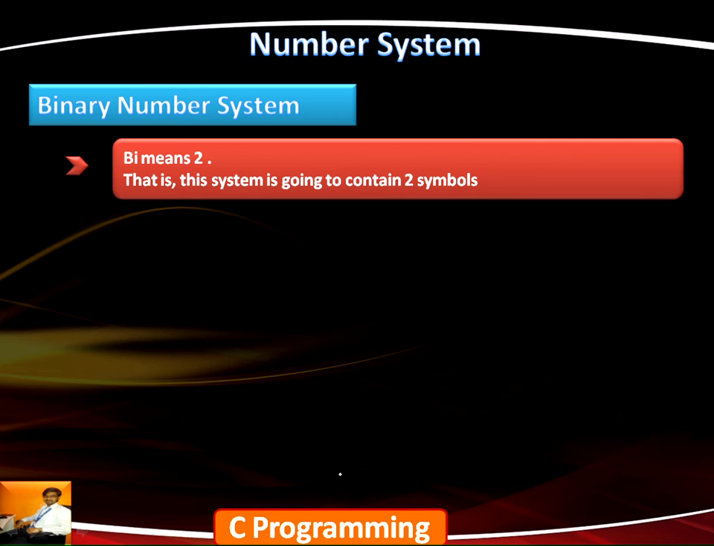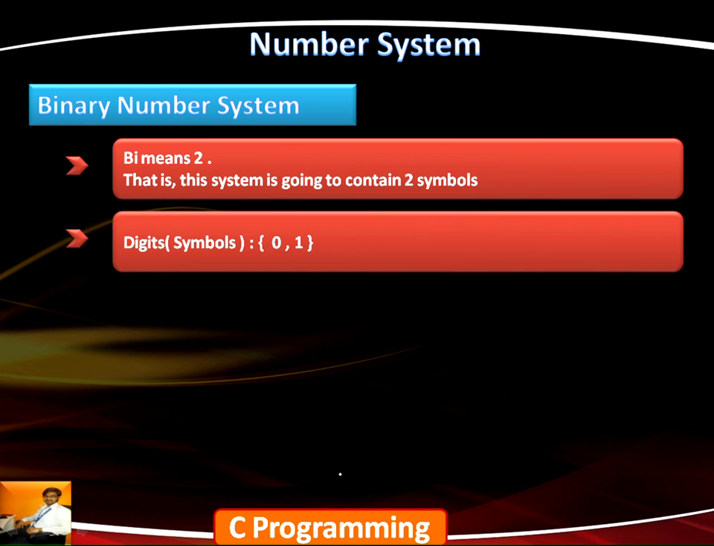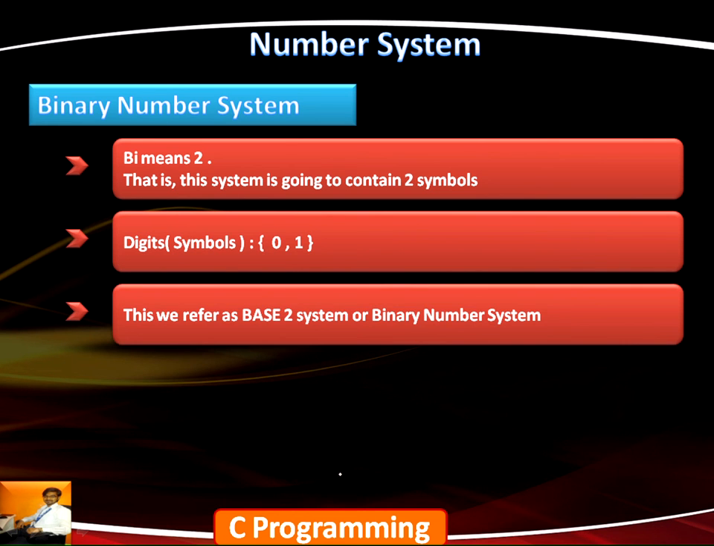Bi means 2, that is, it is going to contain only two symbols or two digits that we are going to use. They are going to be 0 and 1, so we call it a base 2 system or else a binary number system. So we represent the numbers, the minimum value is going to be 0, and 0 plus 1 is going to be 1. So these are the only two values to consider.